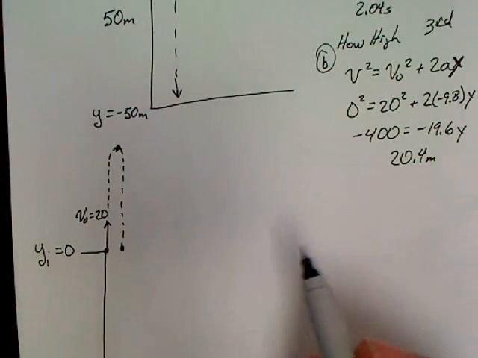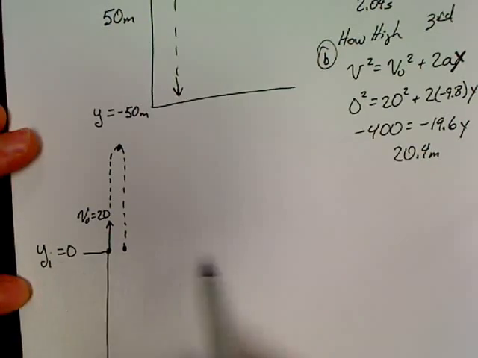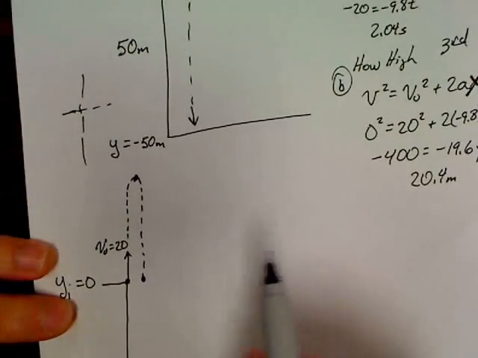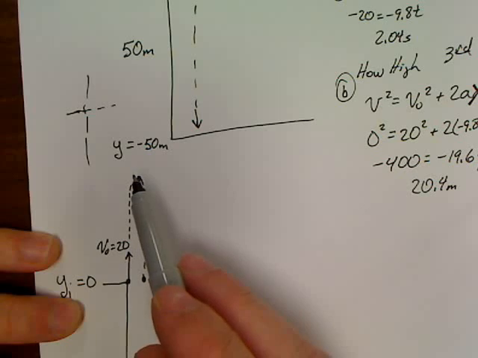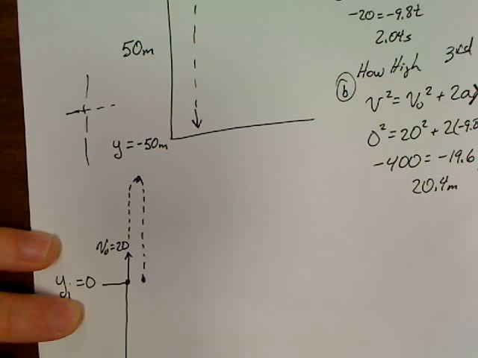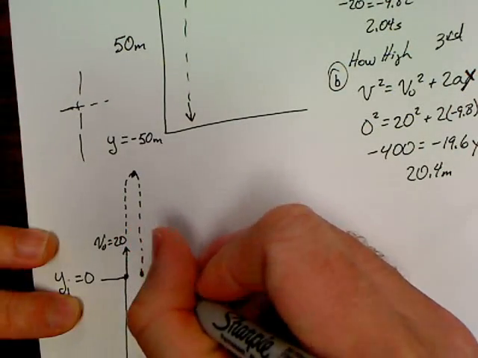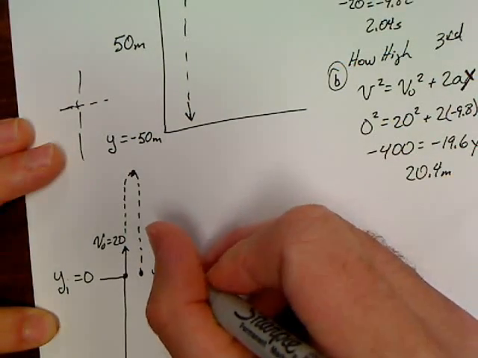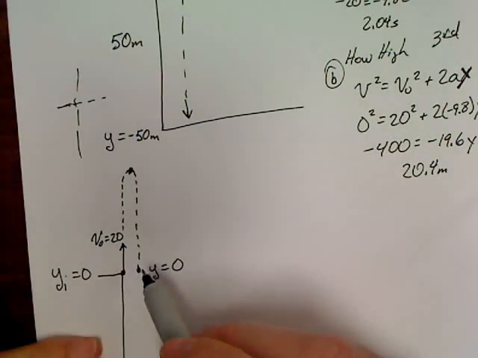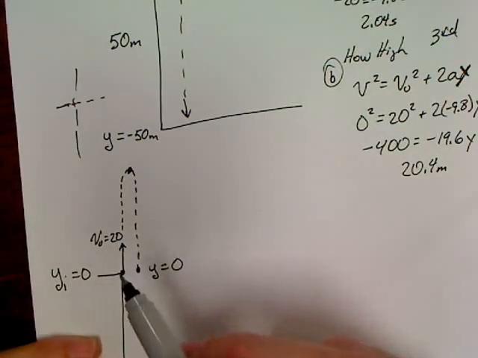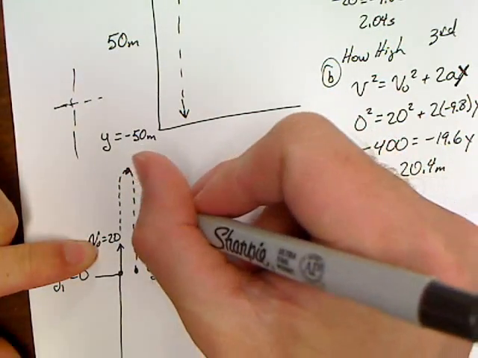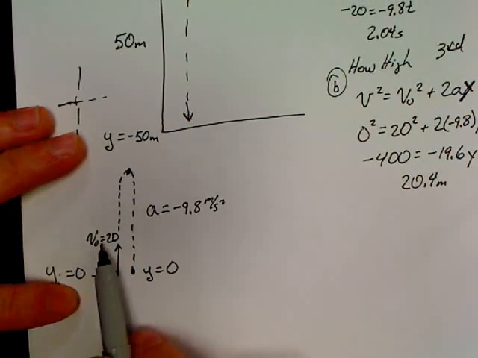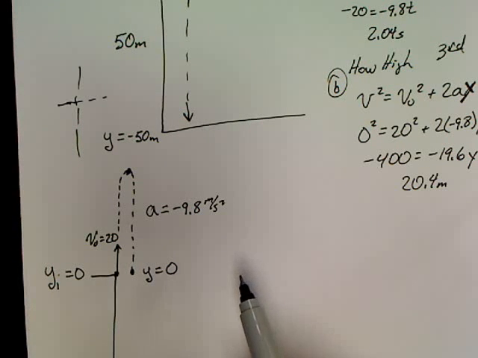When we do these Y initials and finals, when I call this 0, I'm referring to this as a gigantic XY coordinate system. Y is 0, which means anything up here is going to be a positive Y value. Anything down here is a negative Y value. Well, what's my Y final? Y final in this problem is also 0. Your displacement in this problem is 0. You're back where you started from. Y is 0, V0 is 20, and A is still -9.8. You have 3 numbers. That means you can find anything else.